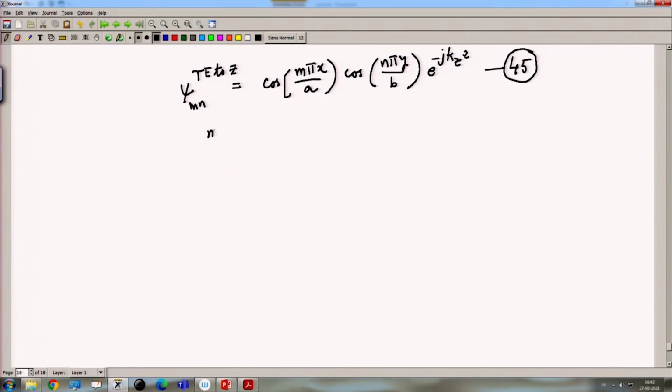where m equal to 0, 1, 2, 3 etc. and n equal to 0, 1, 2, 3 etc. But m equal to n equal to 0 is not allowed.